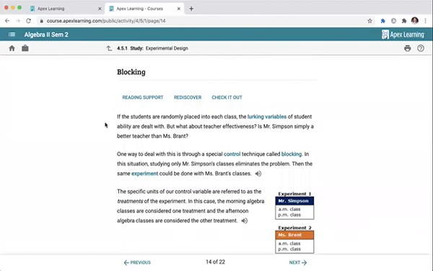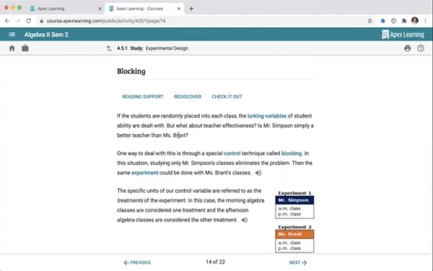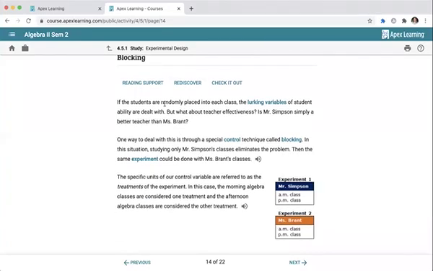Okay, now if we look at blocking, what blocking is going to do is help us chunk together students in order to avoid making another lurking variable. For example, if the students are randomly placed into each class, the lurking variables of students' abilities are dealt with, okay? But it doesn't deal with teacher effectiveness.